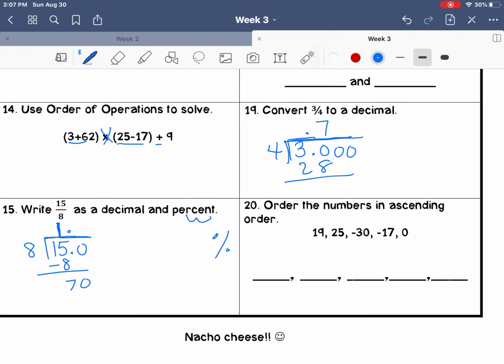And order the numbers in ascending order. Ascending means go up. Start with the least number there. Big hint, the least value is the one that's the most negative. All right, start there and move your way up to the biggest number.